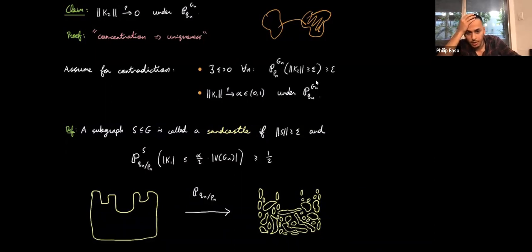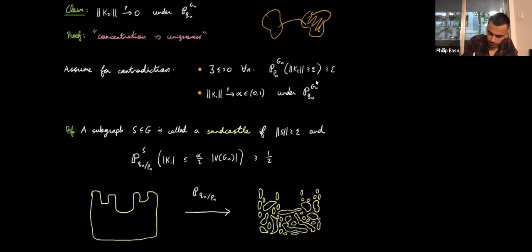So here's the most technical definition. A subgraph of a base graph G is called a sandcastle if it has these 2 properties. The first one is just that it contains a good proportion of the vertices, so density of S at least epsilon. So it's large. The second is that if you start with this subgraph and you do percolation of parameter Qn over Pn, then with good probability, the largest cluster left over will be small.